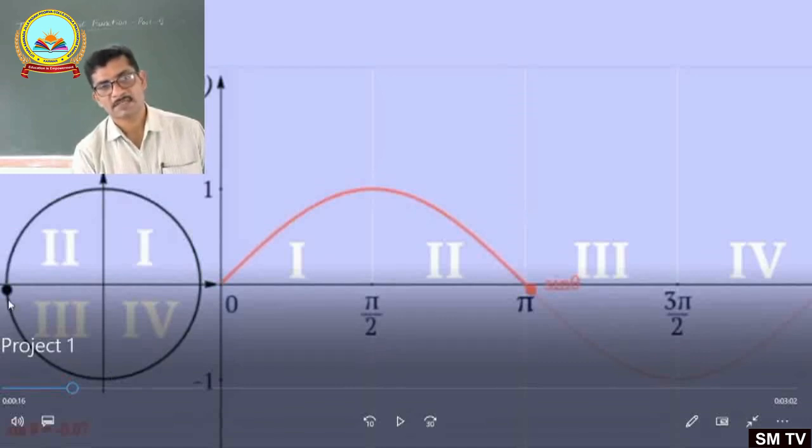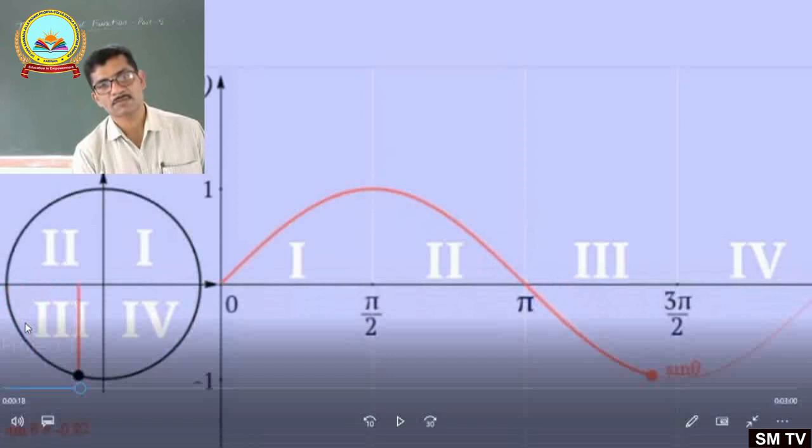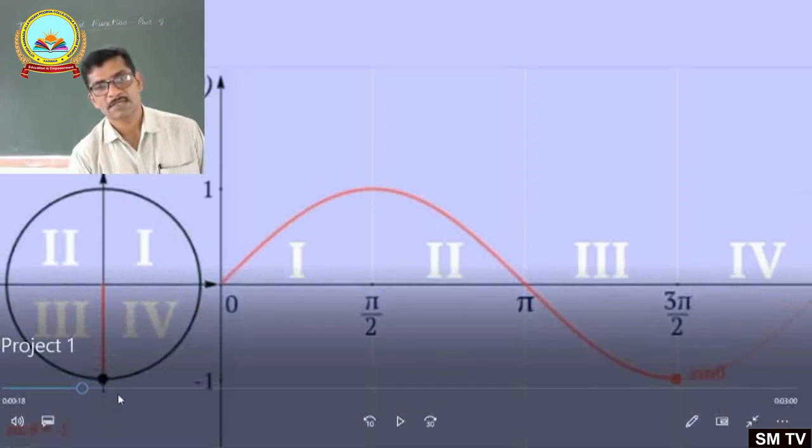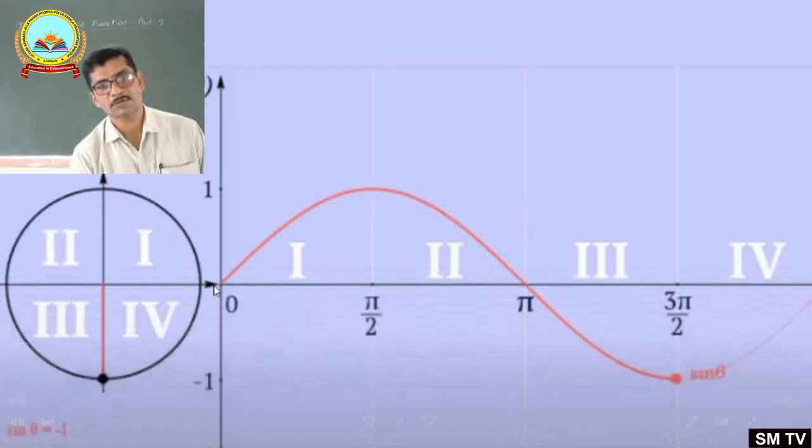It is decreasing from here, 0 to minus 1. In the fourth quadrant, 3 pi by 2 to 2 pi, you know that the sine function is increasing from minus 1 to 0. Now you know the curve of the sine function.